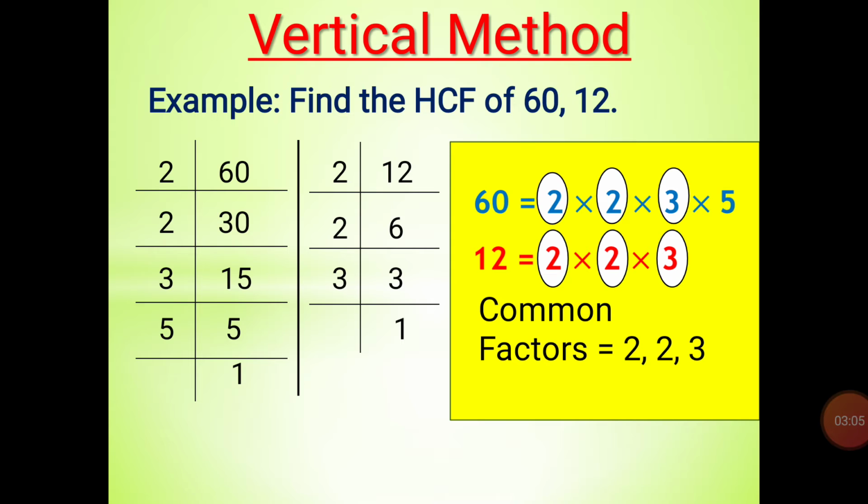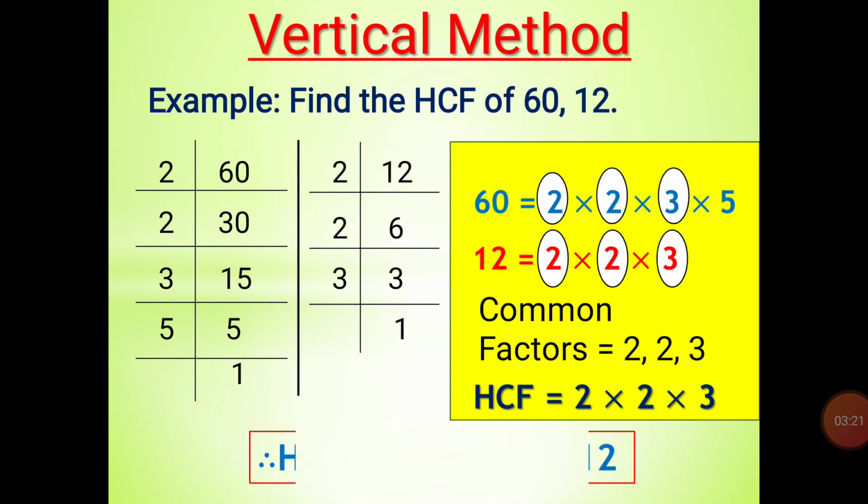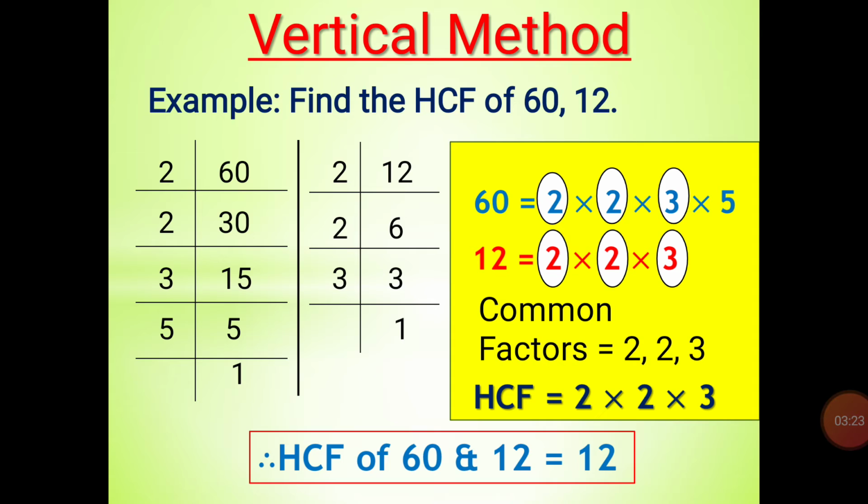Now, we will begin with the third step, that is if the common factors are more than 1, we will multiply them. So, we will write HCF is equal to 2 into 2 into 3. And now multiply. 2 2s are 4 and 4 3s are 12. Therefore, the answer is HCF of 60 and 12 is 12.